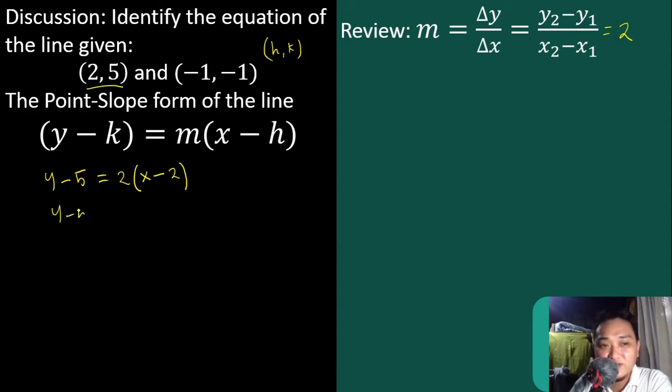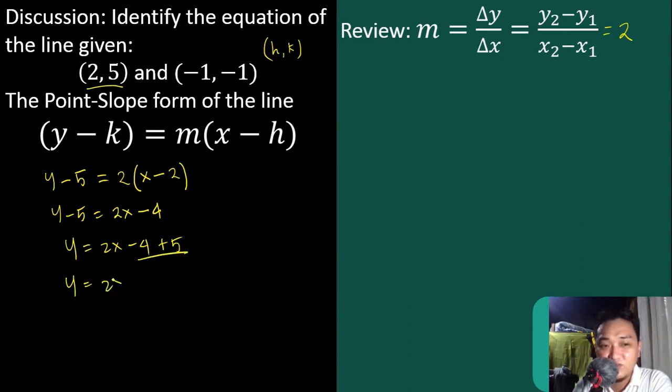So, y minus 5 is equivalent to, let us make use of distributive property here. So, you have 2x minus 4. And then let us transpose negative 5. So, y is equivalent to 2x minus 4 plus 5. And then let us solve. Let us combine this term. We have 2x plus 1. So, there you go. Meron na tayong linear equation.